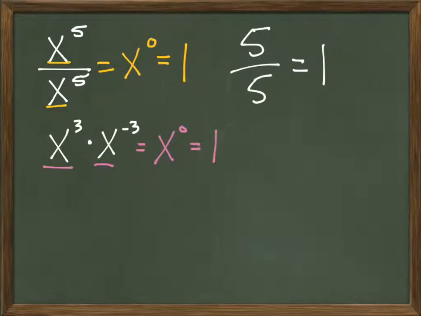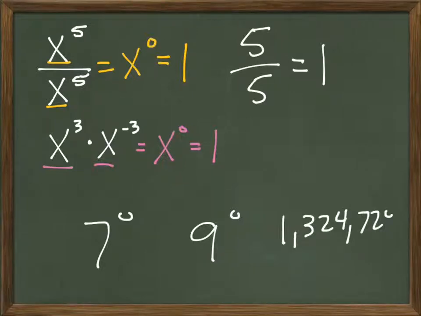So here's what basically I'm trying to prove. Any number to the 0th power equals 1. So it could be 7 to the 0th power. It could be 9 to the 0th power. It can be 1,324,728 to the 0th power. All those answers equal 1. So any number to the 0th power equals 1.